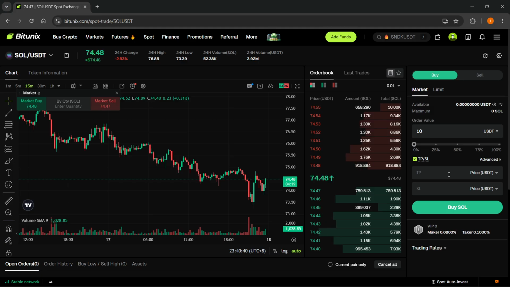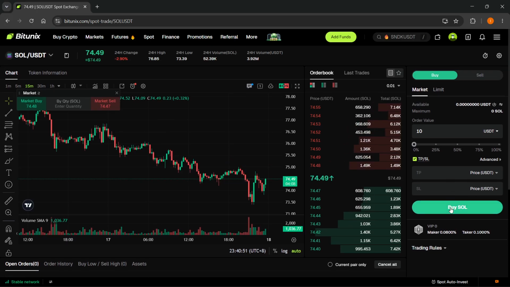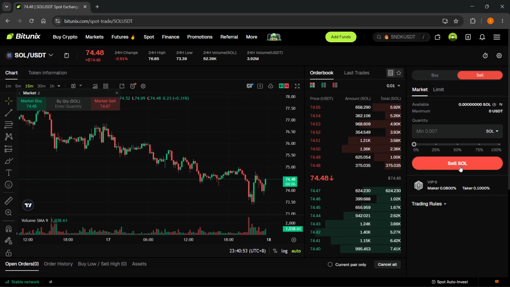And then here you can of course select what the take profit and stop loss are going to be. You also have these advanced options over here where you can basically see all about this, and you can confirm it if you want to. And then when you're ready, you can go and hit the buy or sell buttons, and that's really all you have to do to place a trade on Bitunix.